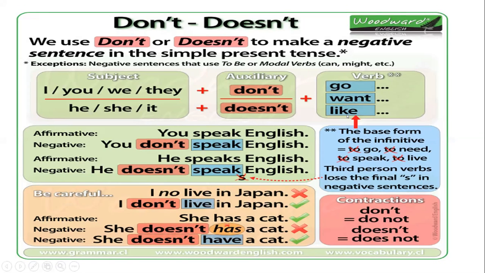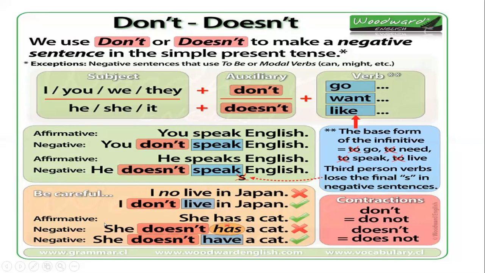In here it says that the base form of the infinitive is only go, need. You don't have to say to go, to need, to speak, to live. No, no, no, it's only go, need, speak, live. And remember that the third person verb loses the final S in negative sentences, always. So be careful. We don't say, I doesn't live in Japan. No, no, no. We say, I don't live in Japan.